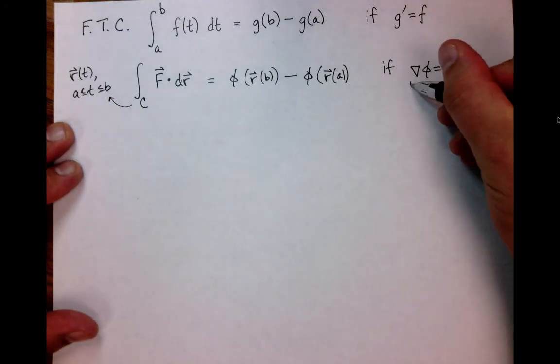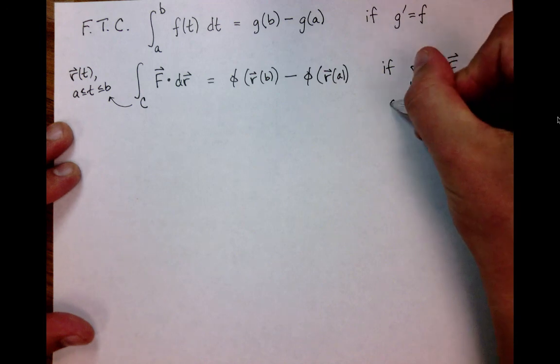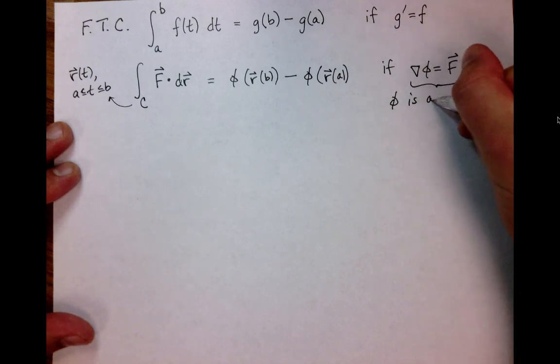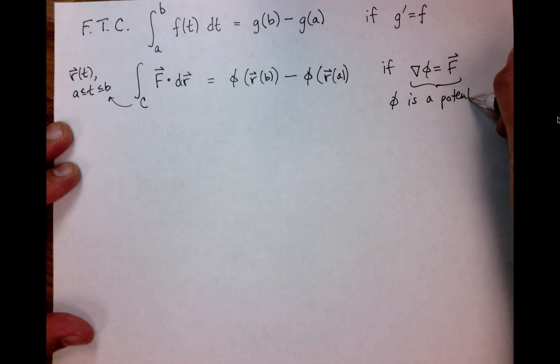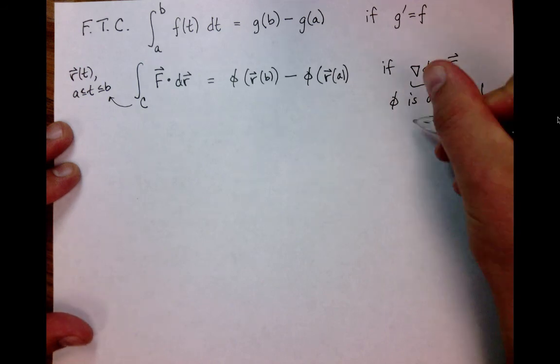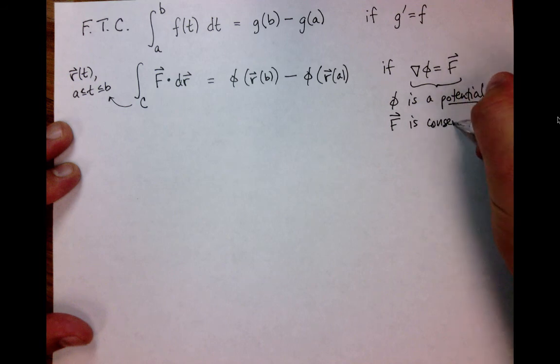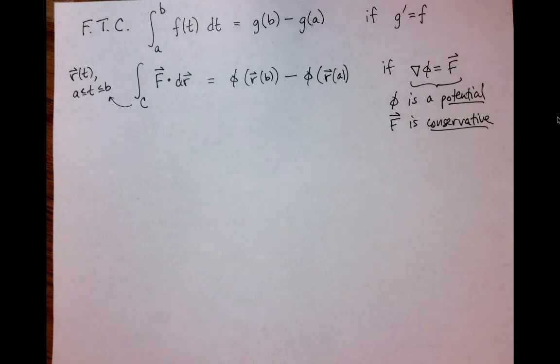And in this situation, we say that phi is a potential function, and f is conservative, which is not a political statement. It just means it has to do with conservation of energy and other principles.